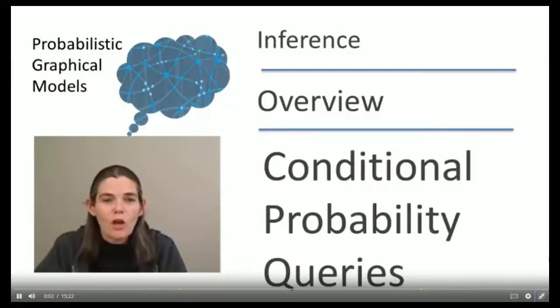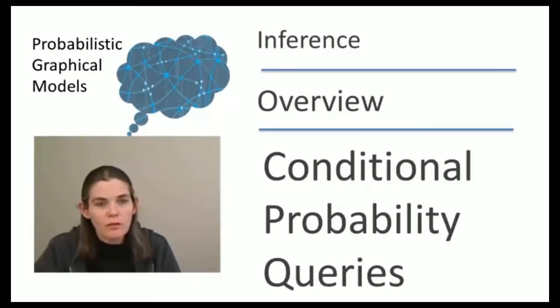So far, we've talked a lot about the representation of probabilistic graphical models. We defined different classes of probabilistic graphical models, Bayes nets, Markov nets, and talked about their independence assumptions. Now let's operationalize probabilistic graphical models and figure out how to use this declarative representation to answer actual queries.